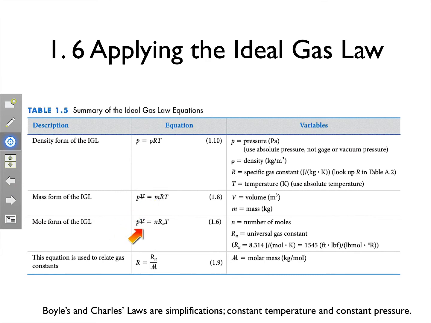And then this is the traditional form of the equation that has the number of moles and the universal gas constant in it. And this is also an equation that relates R to R_U. So typically in this course, we're going to use the top two. We're either going to be interested in density or mass or pressure or temperature or volume, but we typically will not use the mole form of the equation.